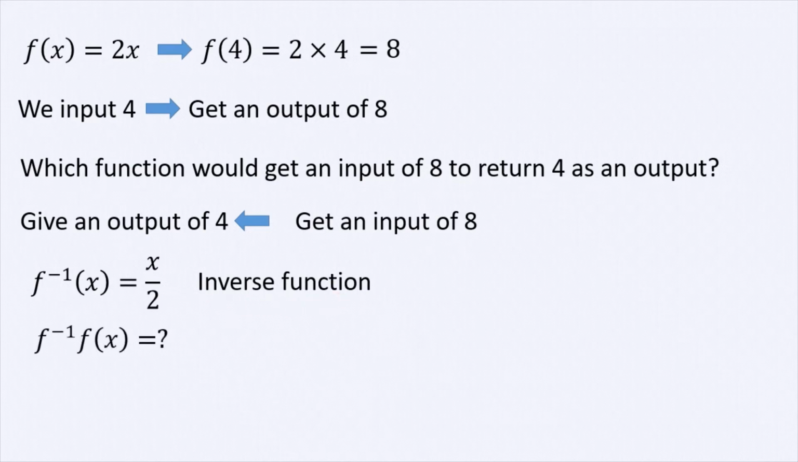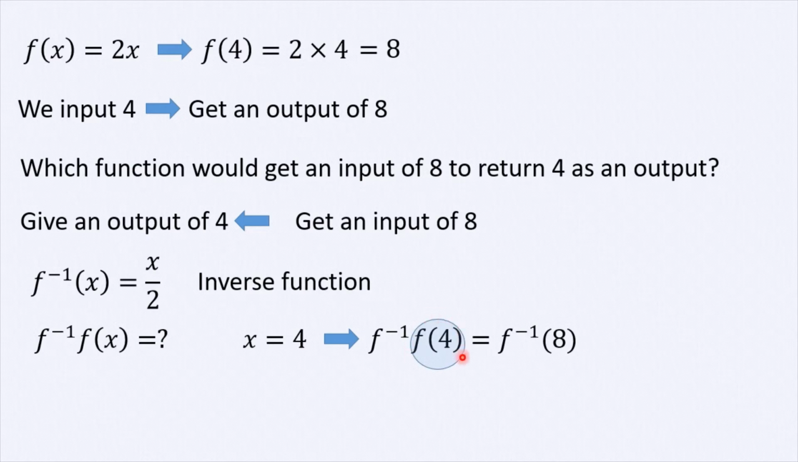Now, what if we would like to evaluate f minus 1 of f of x? So, for instance, if x is equal to 4, in order to evaluate f minus 1 of f of 4, first we evaluate f of 4, and as we have seen here, f of 4 is equal to 8, and then we input this 8 into the function f minus 1 to get f minus 1 of 8. In this case, f minus 1 of 8 is equal to 8 divided by 2, which renders 4 as an output.